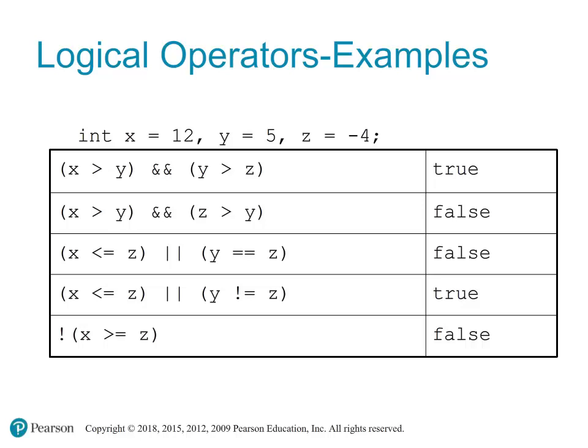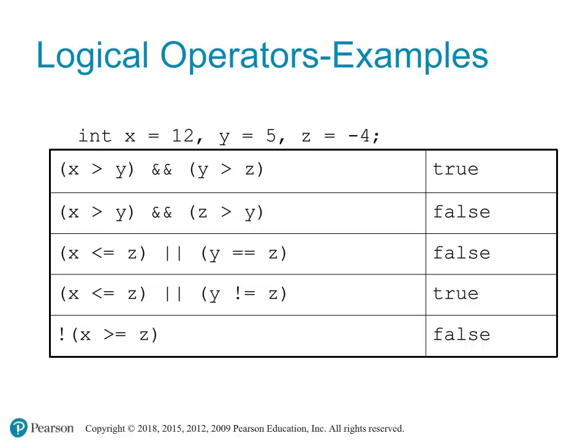The result is false. The first expression, 12 less than or equal to minus 4, is false. But the second one is true, which is y not equal to z, which is 5 not equal to minus 4, which is true. So making the overall expression false or true, the result is true.